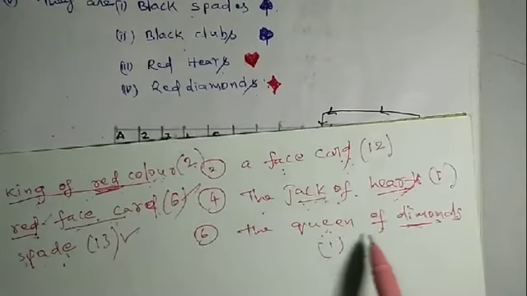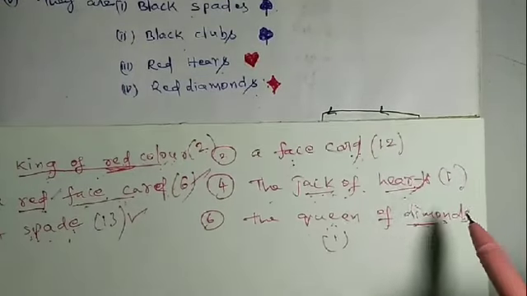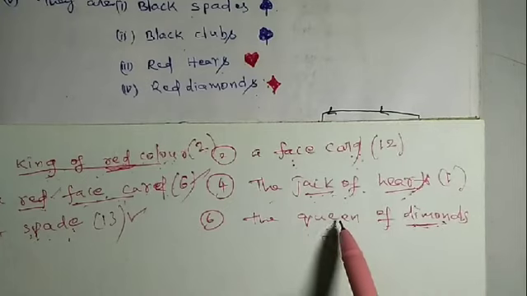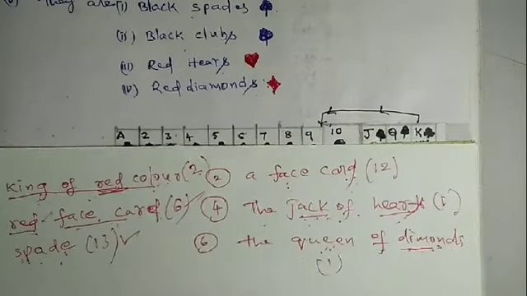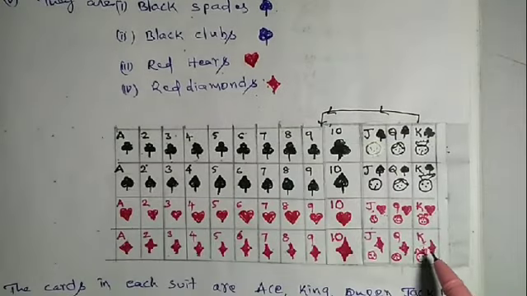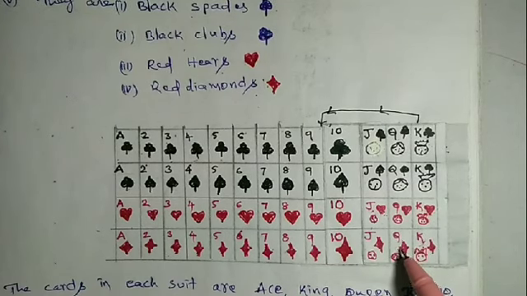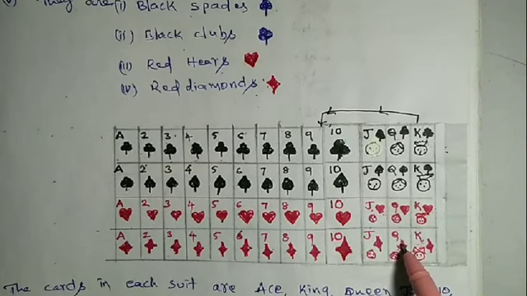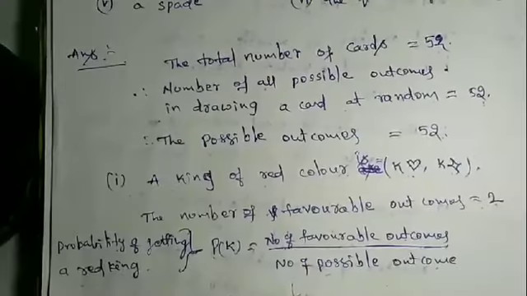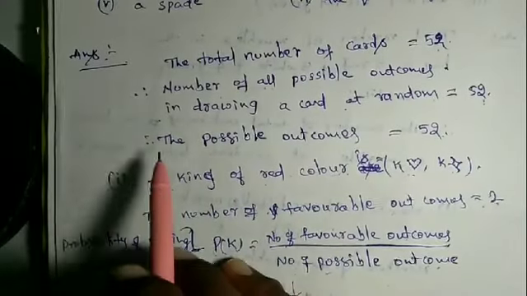Next problem, the queen of diamonds. Diamond is a symbol, queen is a face card. That is only one card. Diamond and queen. So the favorable outcome is 1 and the total possible outcomes are 52.